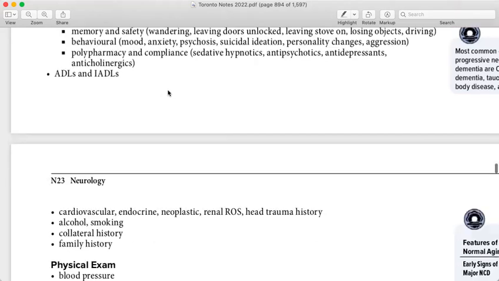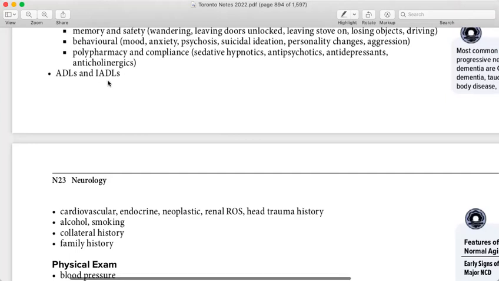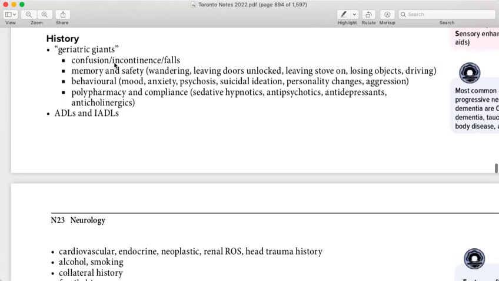Now coming to ADL signs and IADL signs, then along with cardiovascular, alcohol, smoking, collateral, and family history. So starting with the confusion, if they are taking any polypharmacy, these are more important than knowing anything else. Then once you assess what is the cause of it, then you can switch to ADL and IADL. Then you can switch to the risk factors, what is causing it.